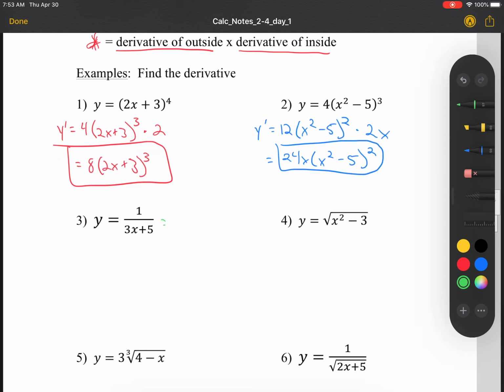We can rewrite this one first. I rewrote this one as 3x plus 5 to the negative 1. Now we take the derivative of the whole thing, or the outside, multiplying it by the derivative of the inside. And you should end up with negative 3. Remember, no negative exponents at the end. You get that.